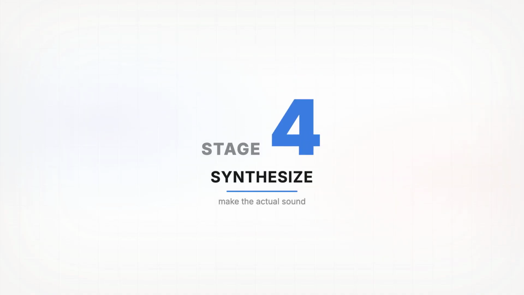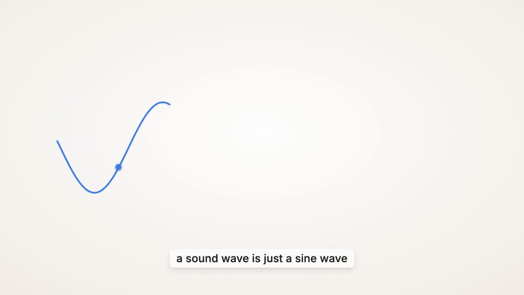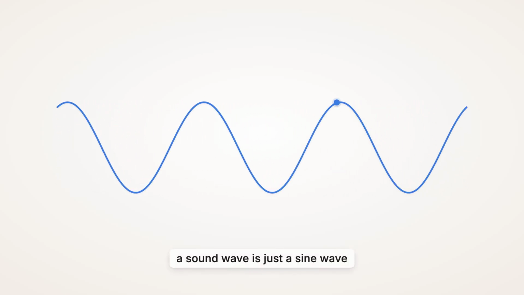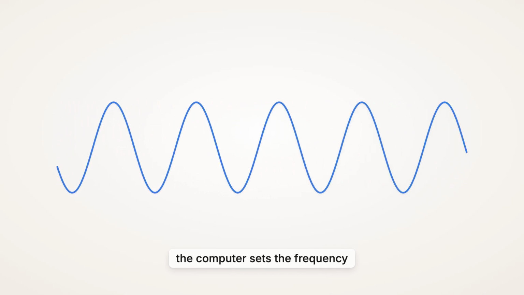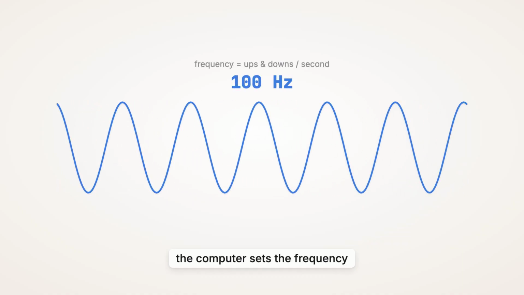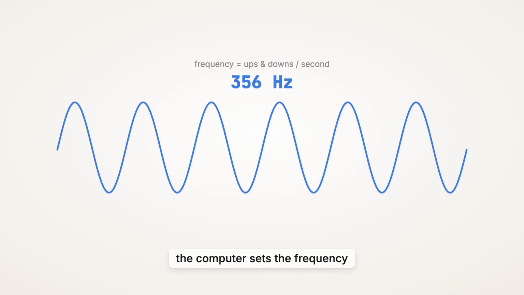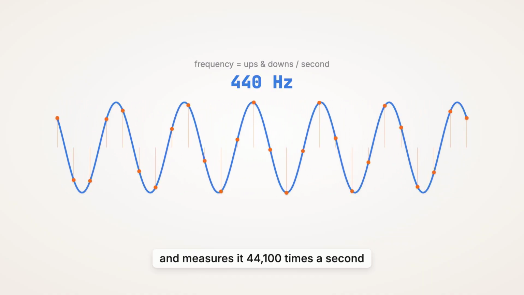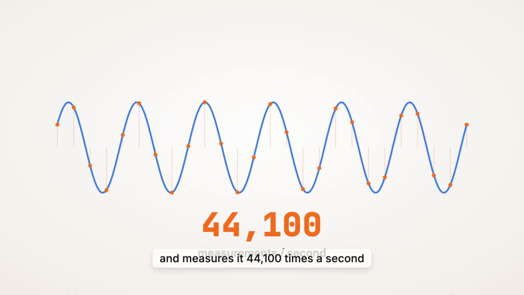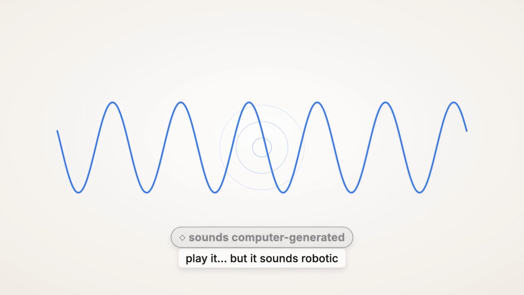Stage 4. Next, we make the actual sound. A sound wave is just a wave, a sine wave. The computer sets the frequency, which is how many ups and downs the sine wave does per second. It then measures this wave 44,100 times a second. If you play that, you get the note.